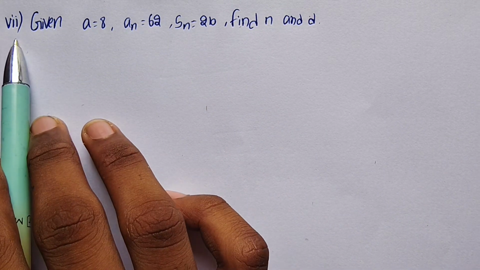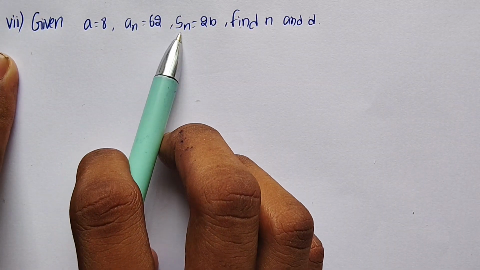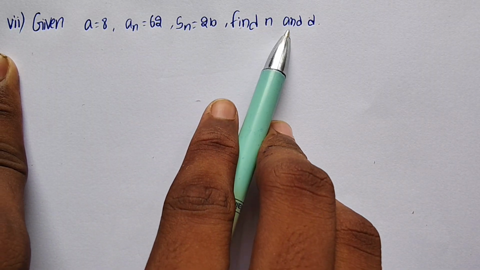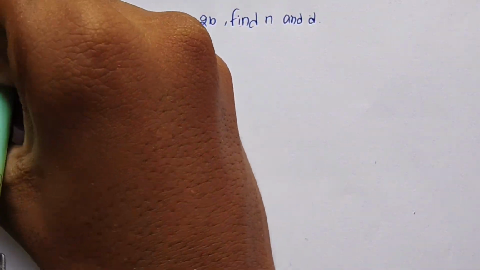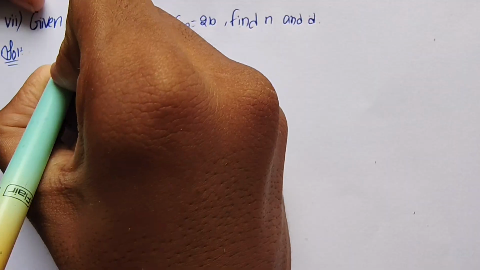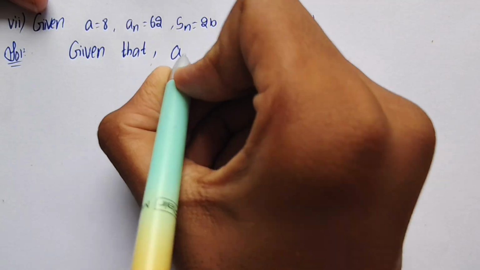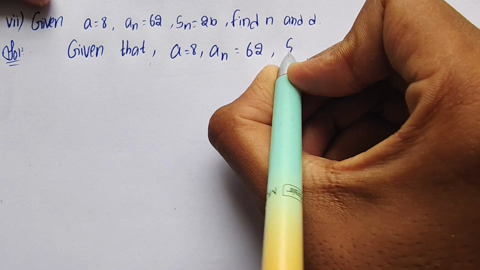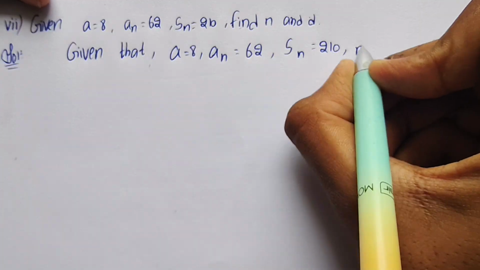So here the given seventh question is: given a is equal to 8, a base n, which means the nth term, is equal to 62, and S base n, which means the sum of n terms, is equal to 210. So we have to find the value of n and d. So let us solve it. In this problem, what is given? A is equal to 8, a base n, the nth term, is equal to 62, and also the sum of n terms, S base n, is equal to 210, and we have to find the value of n and the value of d.